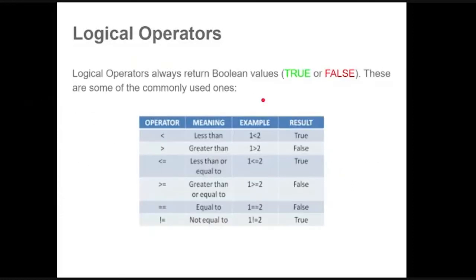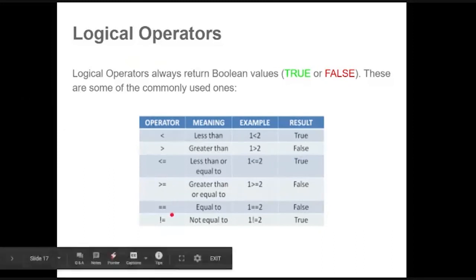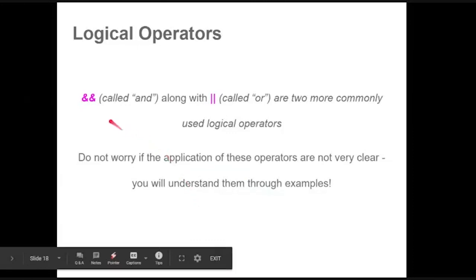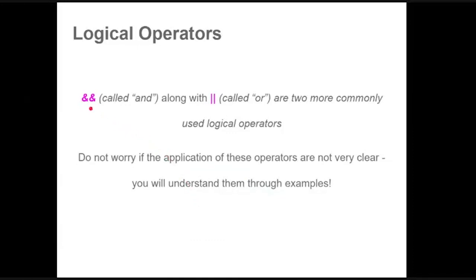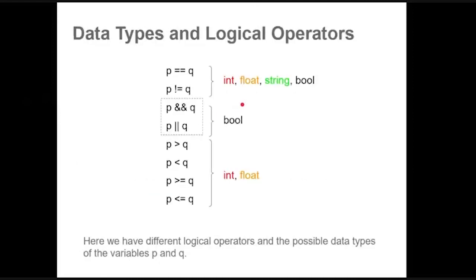Let's talk about logical operators. Logical operators always return Boolean values, true or false. These are some of the commonly used ones. We have less than, greater than, less than or equal to, greater than or equal to, the normal equal to, and not equal to. We have two more logical operators, the AND operator along with the OR operator. We'll understand the uses of all these operators through examples.